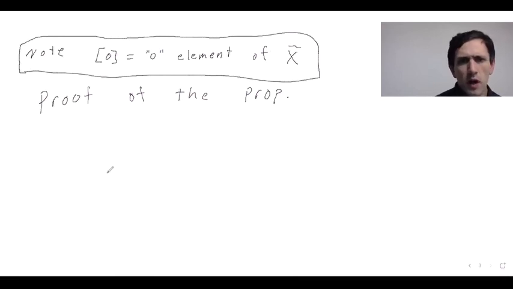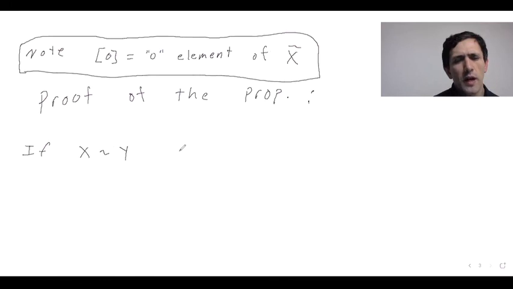Okay, so what I want to first prove is that this norm on x tilde is well defined. If x is equivalent to y, I need to show that the norm of x is the norm of y. Well, how do I do that? Well, use the reverse triangle inequality.